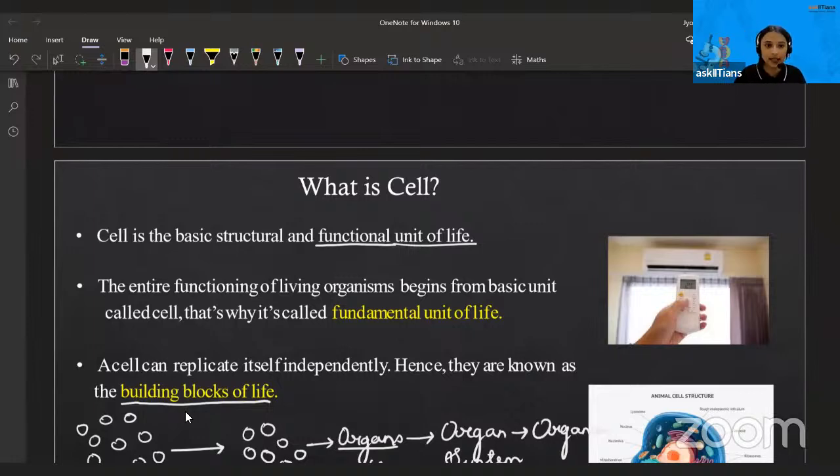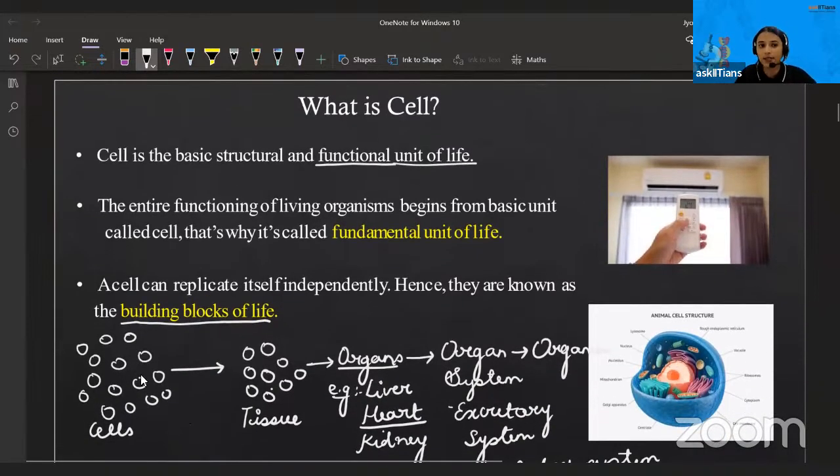So how do we define a cell? Cell is the basic structural and functional unit of life. Because all the basic functions occur in the cell, it is a fundamental, very basic unit. So the entire function of a living organism begins from the basic unit that we call the cell. That's why it's called the fundamental unit of life.